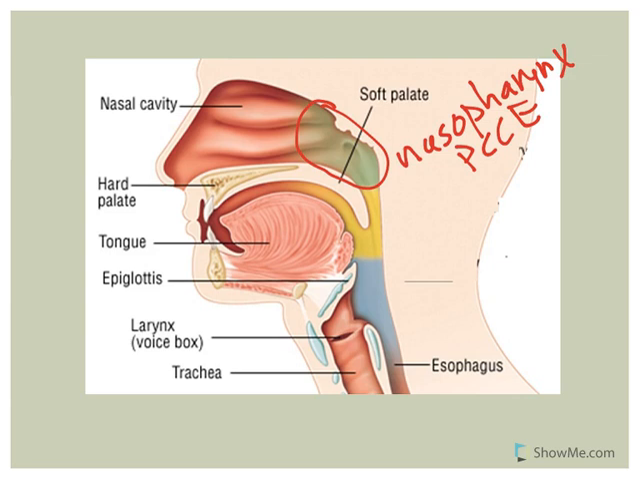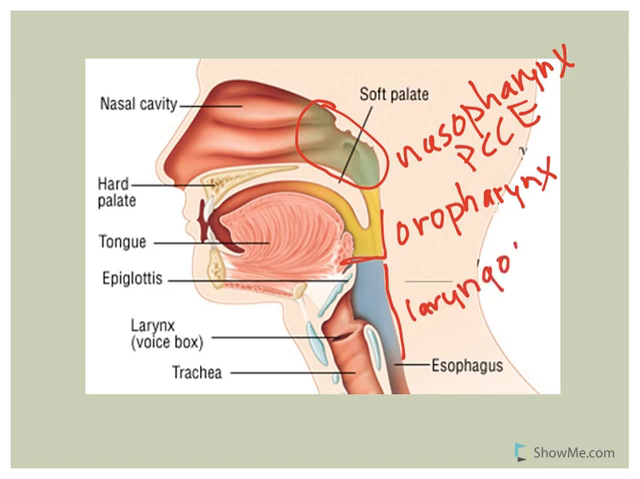So the yellow is the oropharynx. So when you open your mouth up and say, ah, I'll be seeing your oropharynx. So you see it right here. And then in the blue is the laryngopharynx.